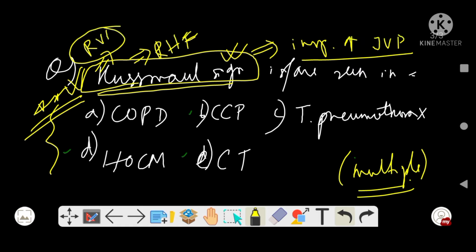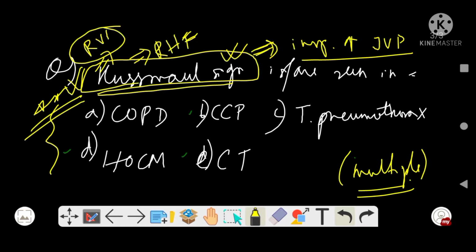So we came to know three things: that Kussmaul sign is the inspiratory increase in your jugular venous pressure. Usually first it was thought that it is associated with chronic constrictive pericarditis only, but now the concept has changed. Regardless of etiology, it is seen in right heart failure, and it is useful in the diagnosis of RVI or right ventricular infarction. So these three things we came to know.